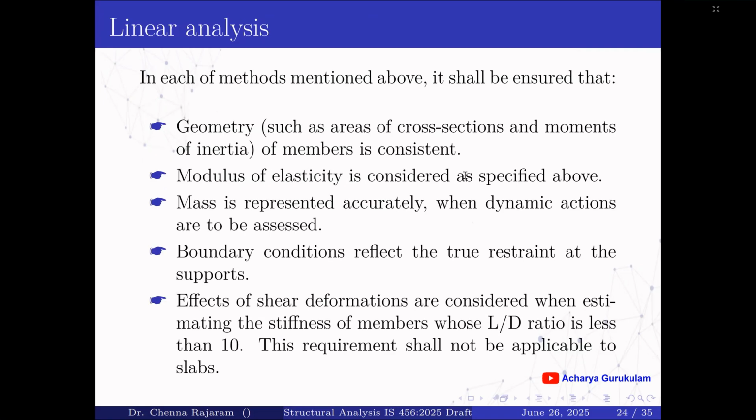In each of the methods mentioned above, it shall be ensured that the geometry, that is the area of cross sections and moment of inertia of members, is consistent. Modulus of elasticity is considered as specified above. Mass is represented accurately when dynamic actions are to be considered. Boundary conditions reflect the true restraint at the supports. Effects of shear deformations are considered when estimating the stiffness of the members whose L by D ratio is less than 10. This requirement shall not be applicable for slabs.